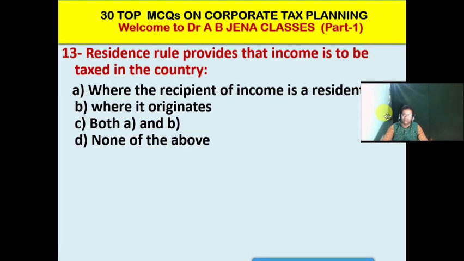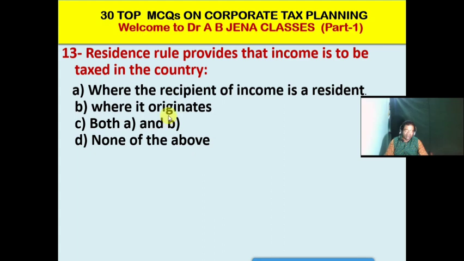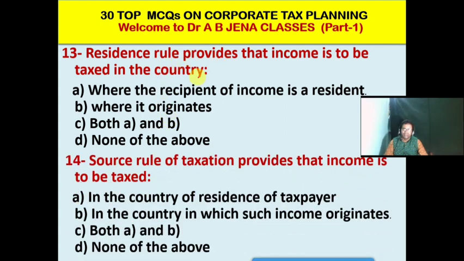So next MCQ. Residence rule provides that the income is to be taxed in the country A. Where the recipient of income is a resident, B. Where it originates, C. Both A and B, D. None of the above. So friends, A is the right option. The residence rule provides that income is to be taxed in the country where the recipient of income is a resident. So A is the right option for this MCQ.